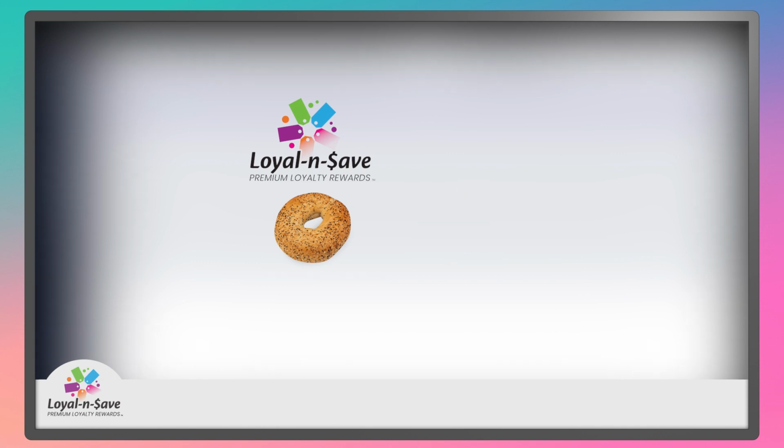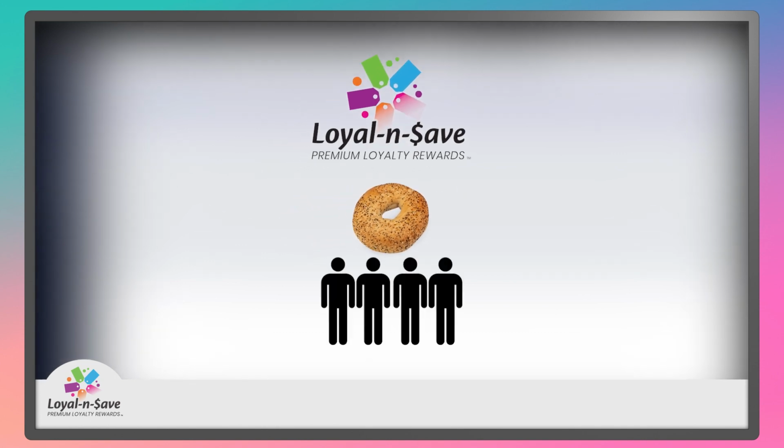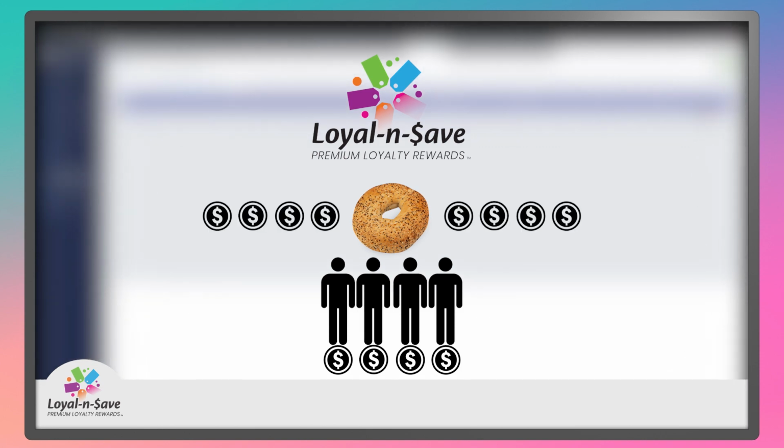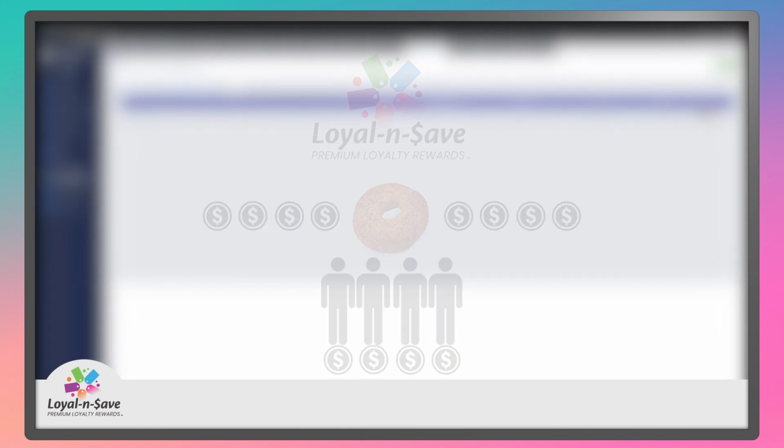where if the Bagel Shop customers sign up for Loyal and Save using the QR code from the flyer or advertisement you have posted in their shop, then the new members can earn a reward for signing up, and the Bagel Shop owner will earn a referral token reward for promoting Loyal and Save in their business. Super easy, and everybody wins.